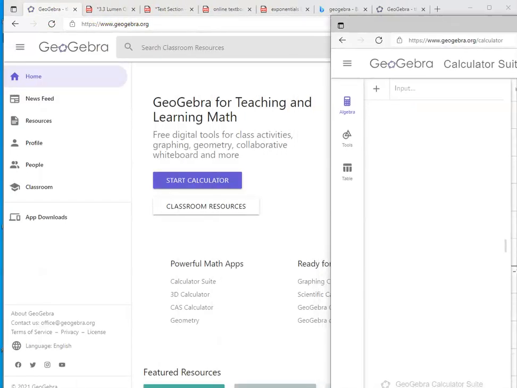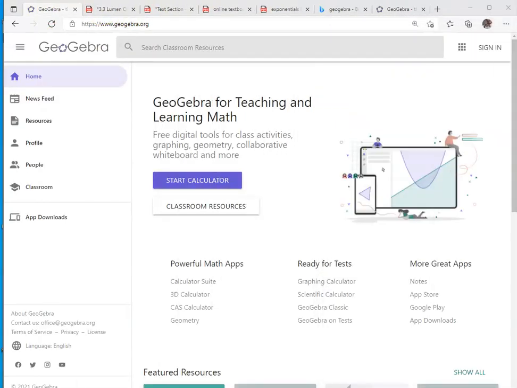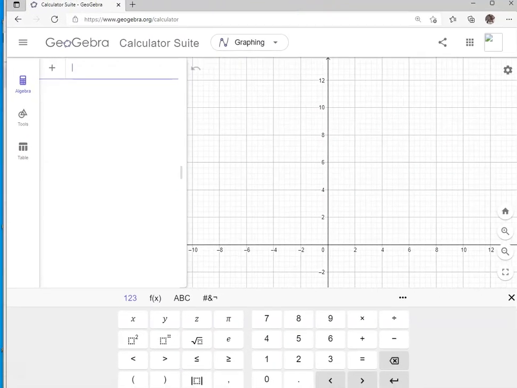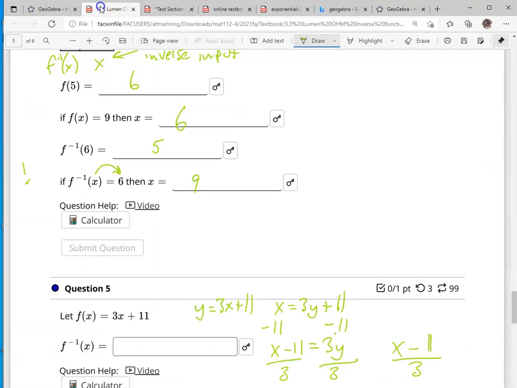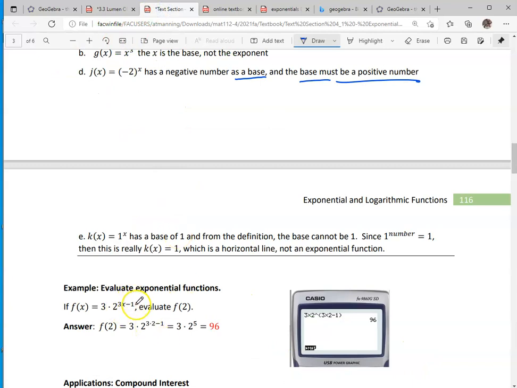My calculator's down there, but it's hiding. Oh, I have to click the little button. There we go. There's a little button down in the lower left that brings up your calculator. There's my calculator down there. And let's put that over to the side here. See, okay, my calculator doesn't disappear. And the problem I'm looking to solve is that one right here.